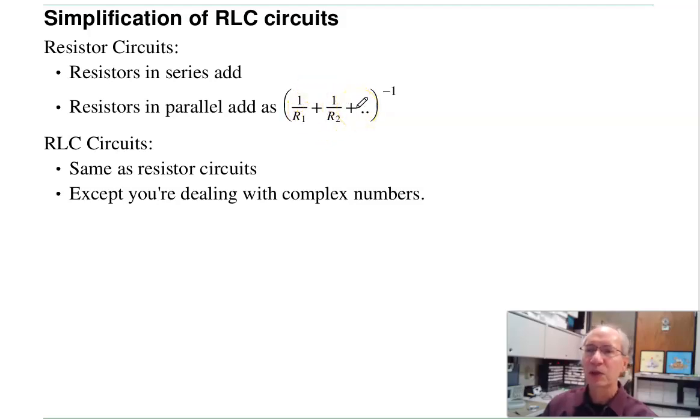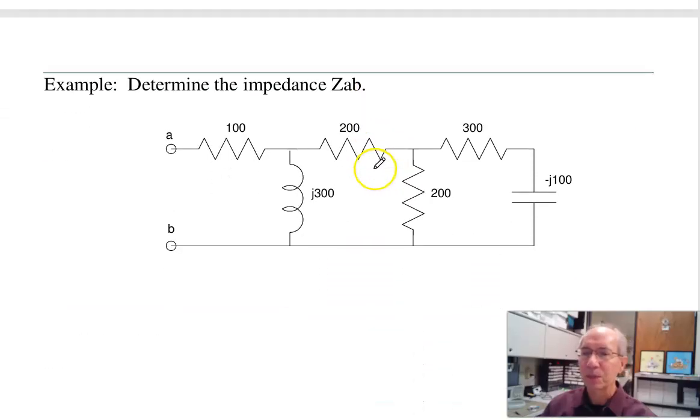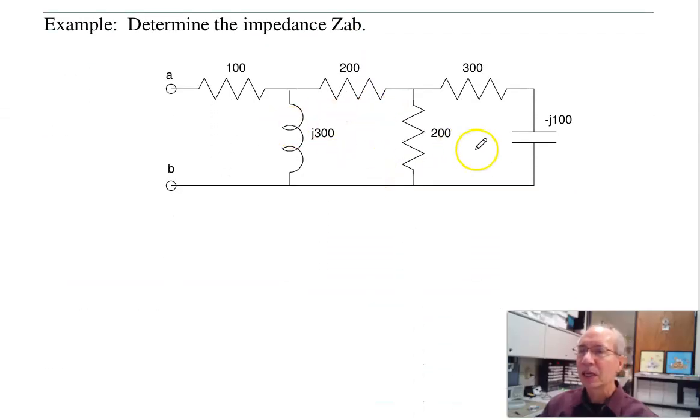Same thing holds for RLC circuits. In RLC circuits, the impedances add. In parallel, they add as the sum of the inverses inverted. So everything we did at DC still applies for AC. For example, here's the circuit. What is the impedance looking in?